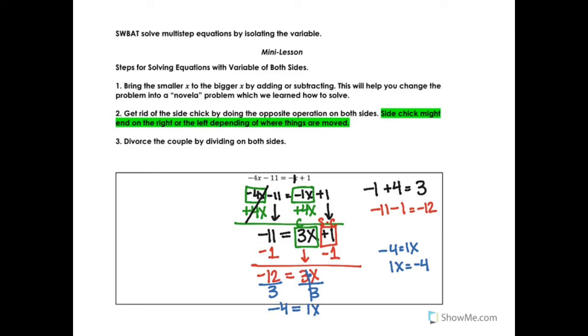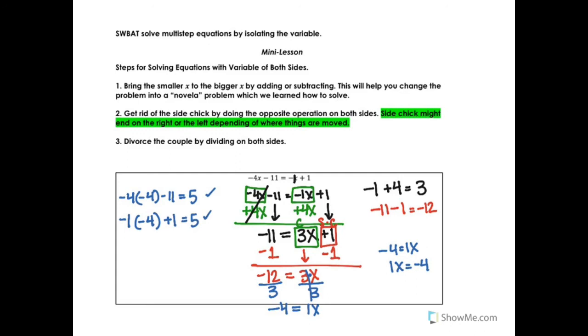And I can take my solution and go ahead and check that it works for my equation. So I have negative 4, parentheses, negative 4 minus 11. And when I plug that into my calculator, that's going to give me a value of 5. And when I check the other side, I have negative 1, parentheses, negative 4, plus 1, which is also giving me a value of 5, which means I've solved my equation correctly.